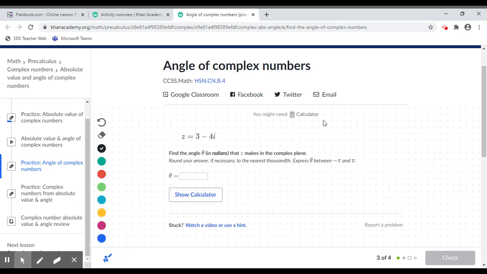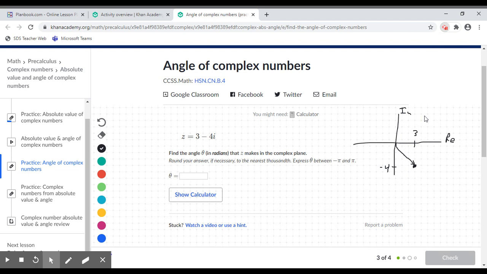This is kind of a tricky assignment. We're going to do angles of complex numbers. If I graph this on the real and imaginary axis, it looks like this. It would be over 3, down 4, and here would be my imaginary number. Alright, what we're trying to do is figure out what is the angle of this complex number if I charted it just like this. The angle we're talking about is right here.